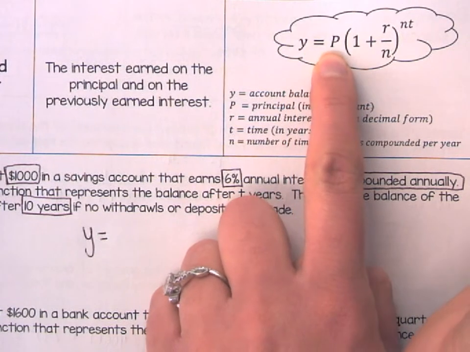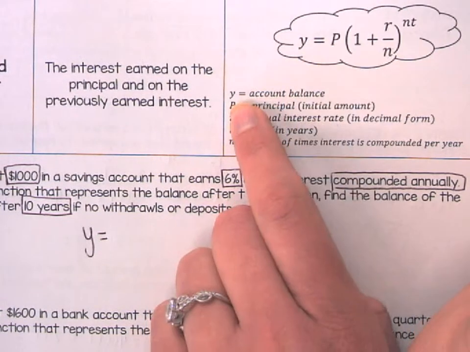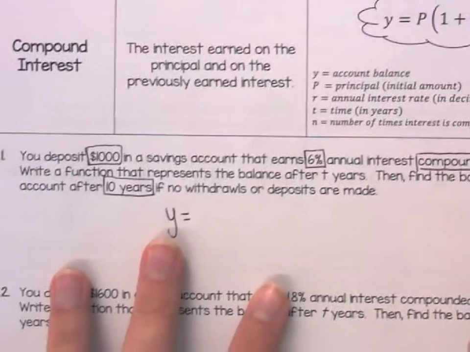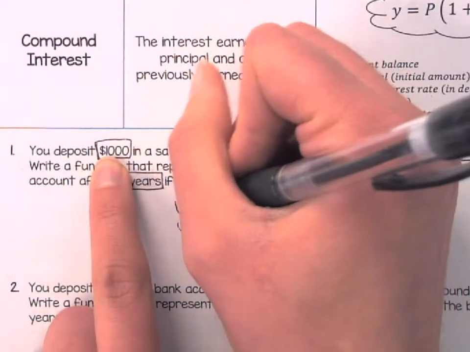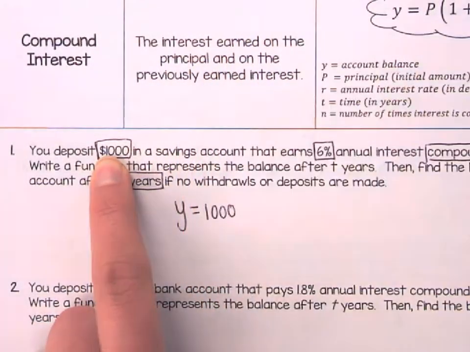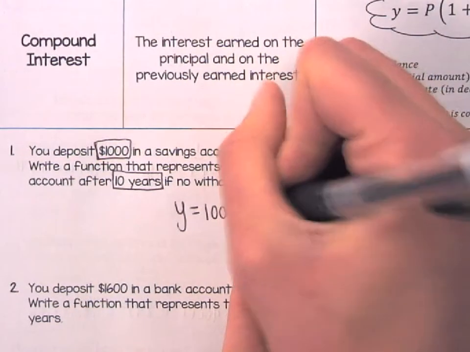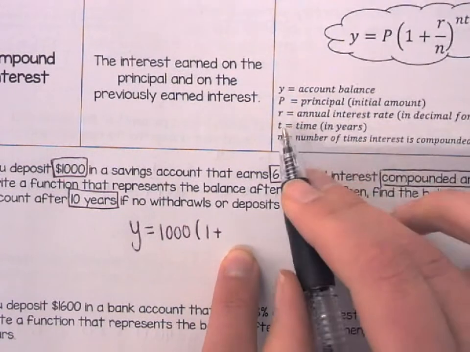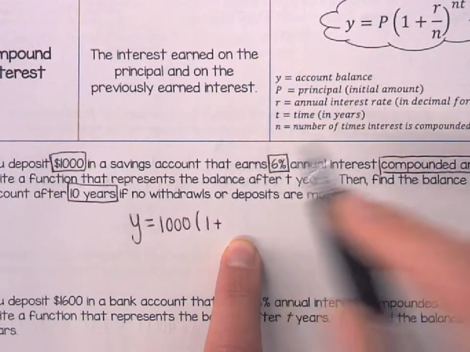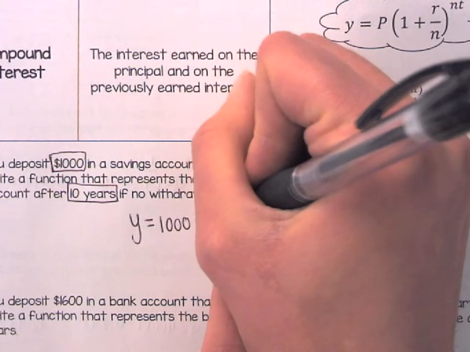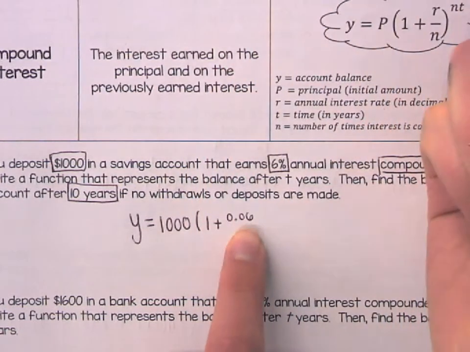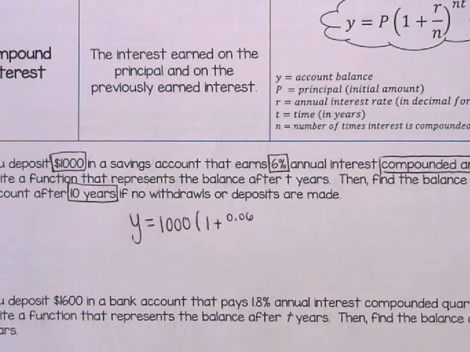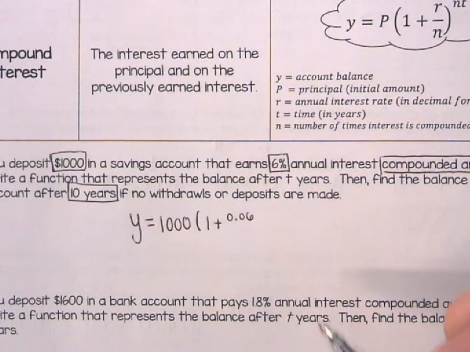Y equals P. P is a number. It's the principal or the initial amount. If we look, we started with $1,000 in our account. So we're going to write that first. Then we're going to do 1 plus. That's always part of our formula. Okay, and then our rate. Our rate was 6%. As a decimal, that's going to be 0.06, or like 6 cents. If you can't remember how to do that, just do 6 divided by 100 on your calculator, and that would give you the same thing.